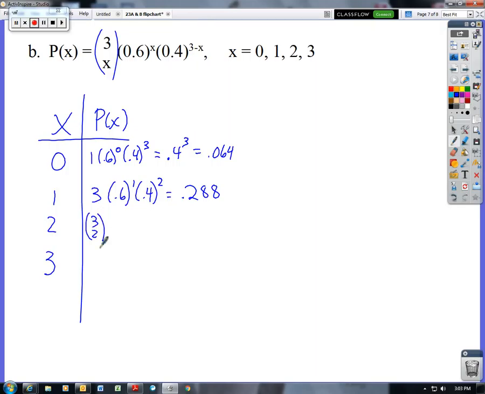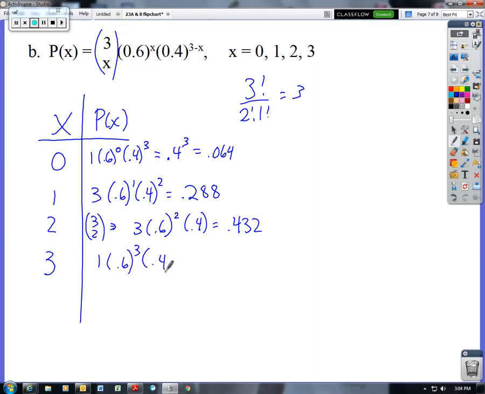3 choose 2. You can work that out. You could do 3 factorial over 2 factorial 1 factorial, and you'll see that that's going to equal 3 as well. So that's 3 again, times 0.6 squared, times 0.4. Multiply all that out, and you should get 0.432. And then the last one is 3 choose 3. There's only one way to do that, so that's going to be a 1, a 0.6 to the third, and a 0.4 to the 0.